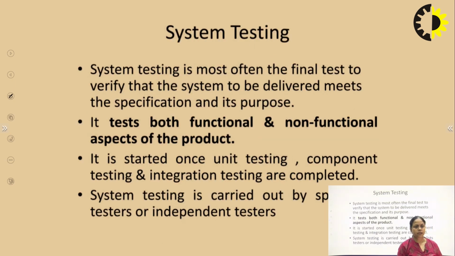Now next is the system testing. System testing is most often the final test to verify that the system to be delivered meets the specification and its purpose. It tests both functional and non-functional aspects of the product. It is started once unit testing, component testing and integration testing are completed. System testing is carried out by specialist testers or independent testers.